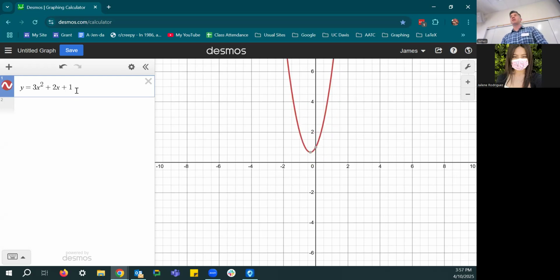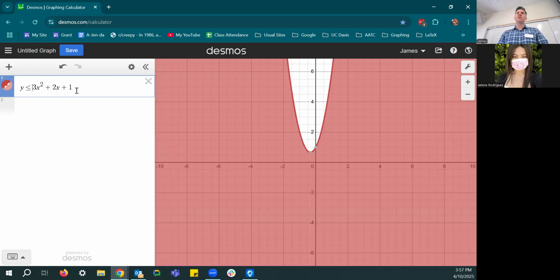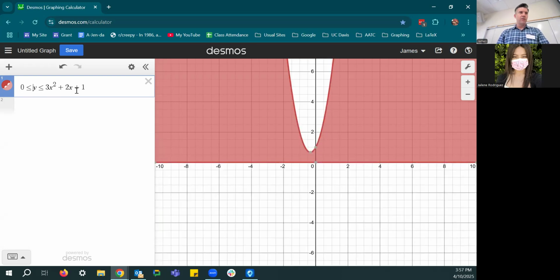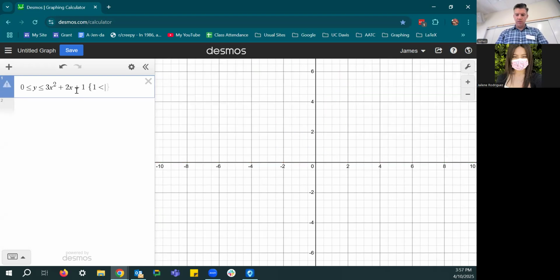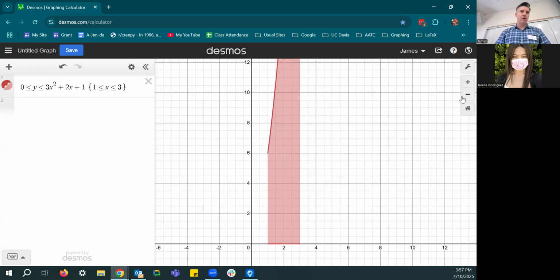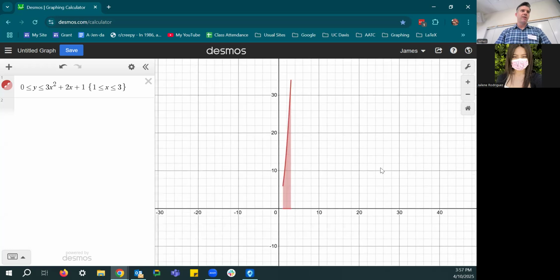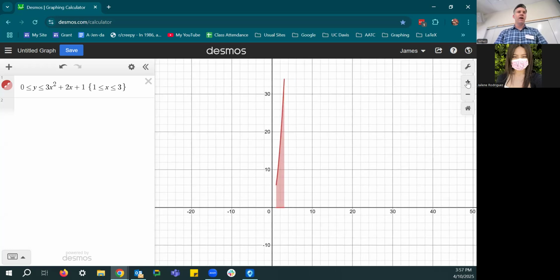I don't know if you know this or not, but there's an easy way to get the area under a curve. You just say you want y to be less than or equal to that. Oh, that's too much. I want to still be above the x-axis, so I want y greater than or equal to 0. And I don't want everything from negative infinity to infinity, so I need to change my limit of integration to be from 1 to 3. Cool. And let's zoom out just a little bit. Oh my gosh, it's so tall. Okay, it doesn't look great, but there's your total area.